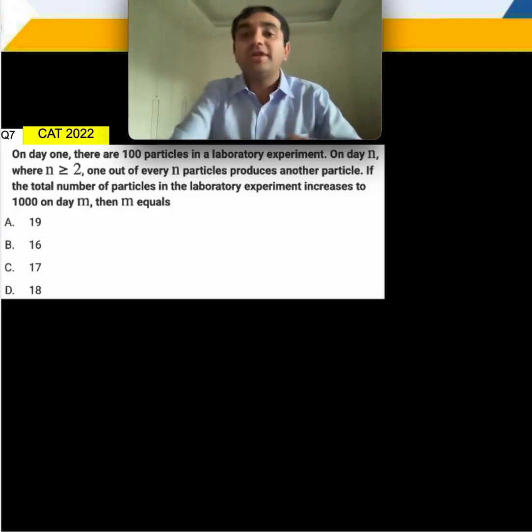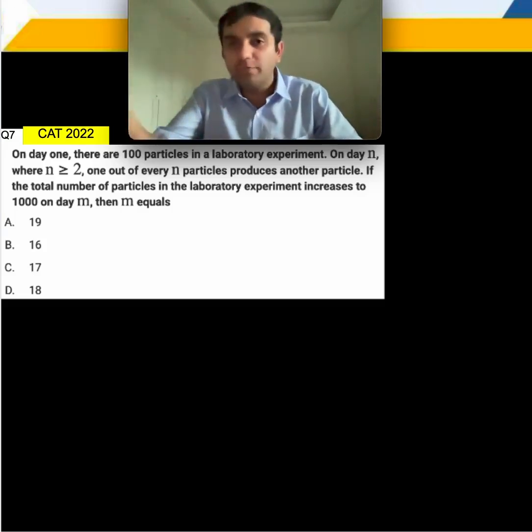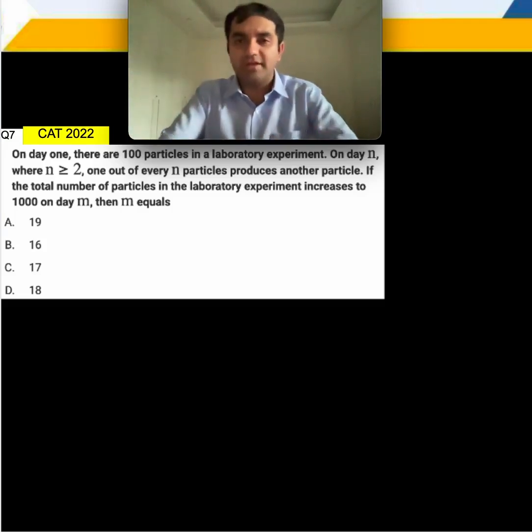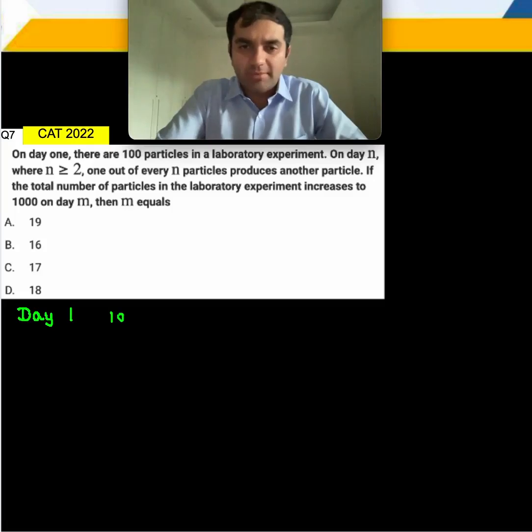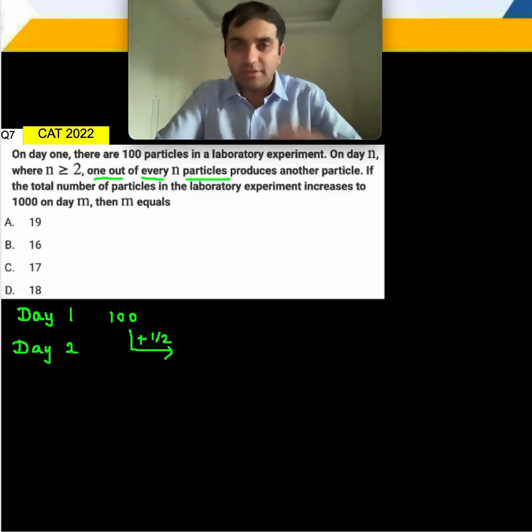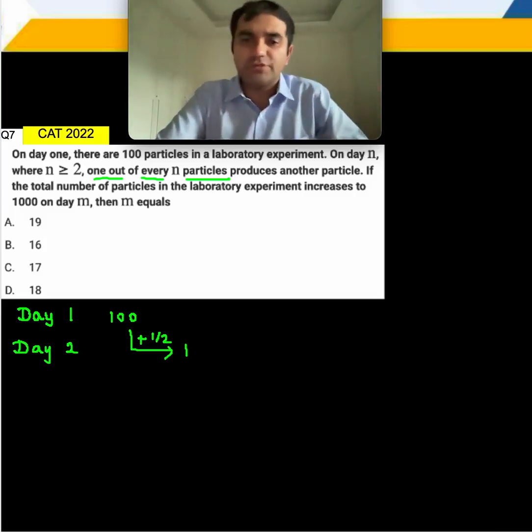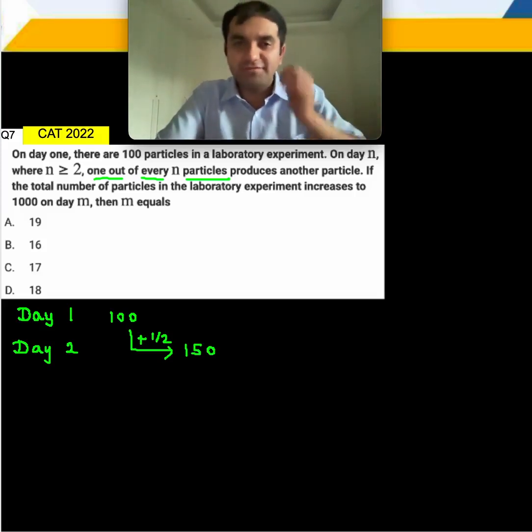So for example, on day 2, 1 out of every 2 particles will produce another particle. 1 out of every 2 means plus half, right? So for example, on day 1 when you had 100 particles, then on day 2, 1 out of every 2, that means you will add half of the values because that many particles have come. So you add 50, you will get 150.